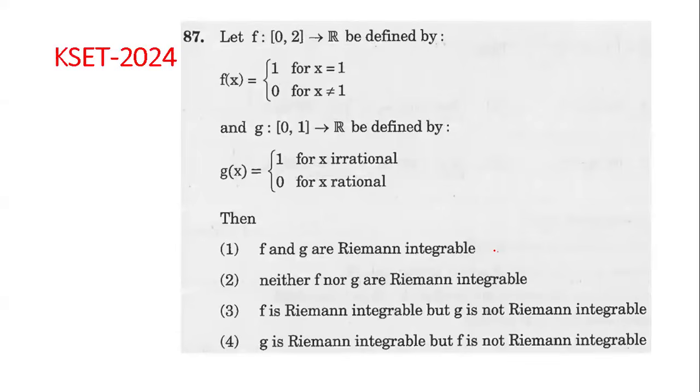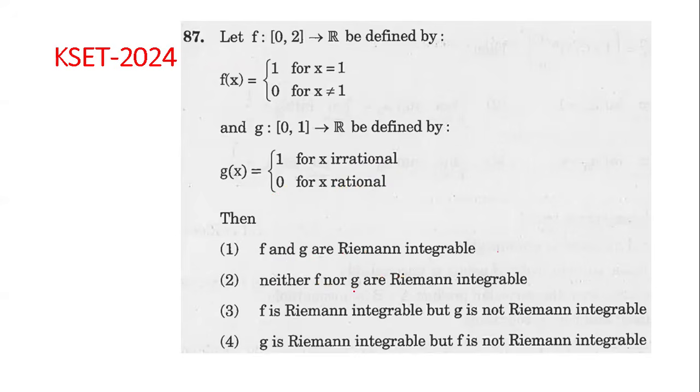KSET 2024 question. Let f from closed interval 0 to 2 to R be defined by f of x equal to 1 for x equal to 1, 0 for x not equal to 1, and g from closed interval 0 comma 1 to R be defined by g of x equal to 1 for x irrational, 0 for x rational. Then f and g are Riemann integrable.